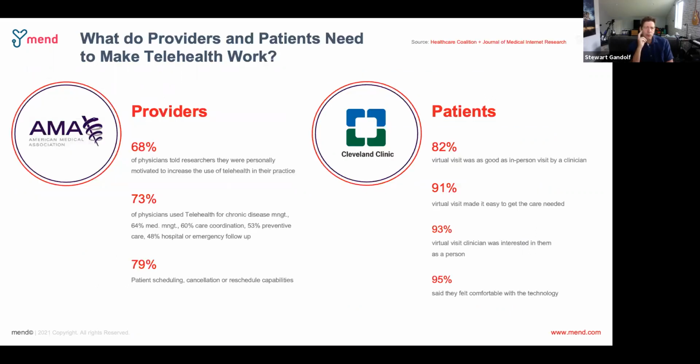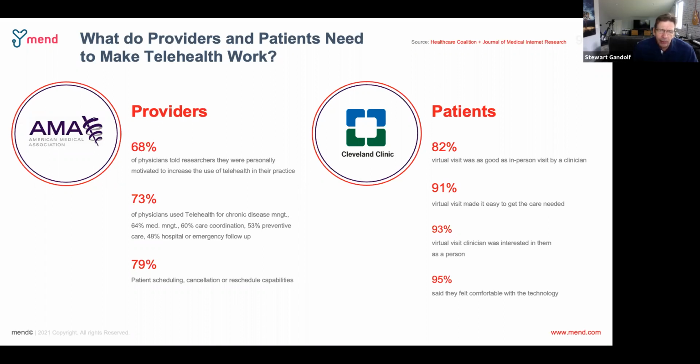Yep. So, we've talked about providers and what they want. And you can see here from our slide that there are some credible associations here. We have the MA and then the Cleveland Clinic. But providers said that more than 2/3 were personally motivated to increase use of telehealth in their practice. Physicians agreed with the behavioral health professionals that they want to use it for chronic disease management, meds, care coordination. And almost 80% agreed that patient scheduling, cancellation, and reschedule capabilities were a good idea.